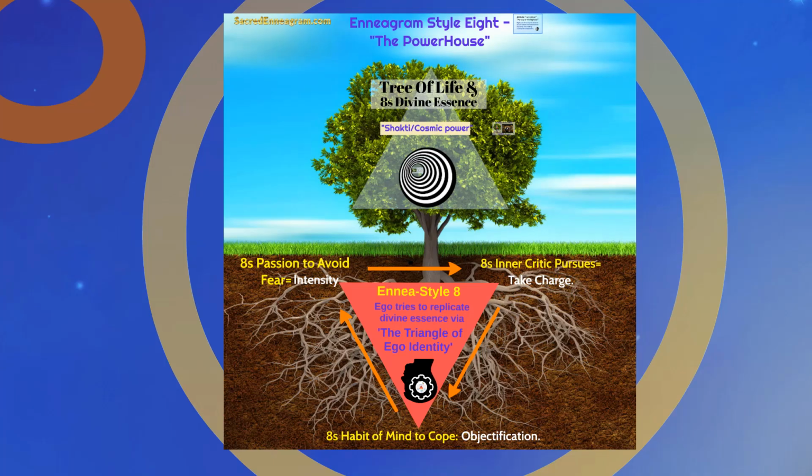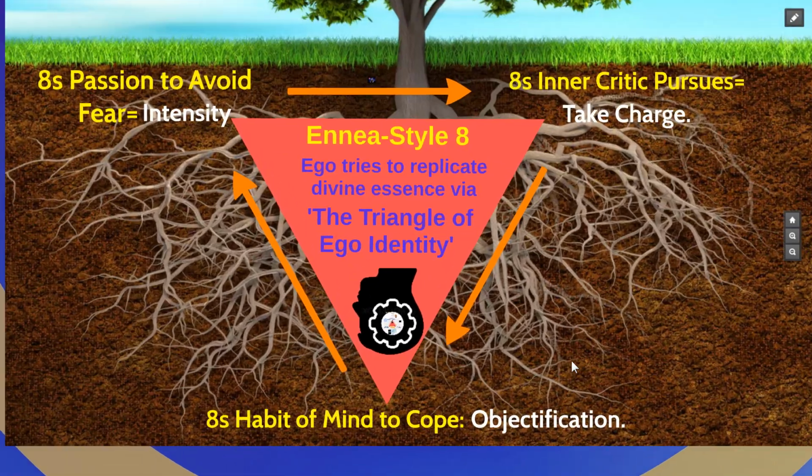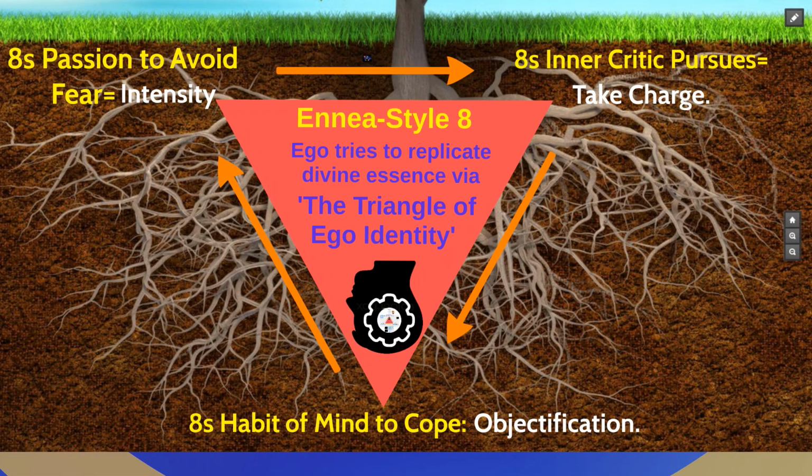And then below ground, in this section, are the habits and motivations that shape our behaviors and attitudes. These attributes keep us trapped in the triangle of ego identity. And here is the triangle of ego identity. The 3 attributes are passion to avoid fear, that inner critic pursues, and habit of mind to cope.